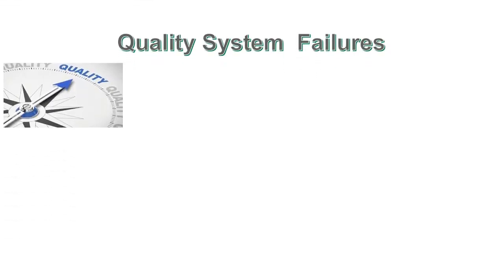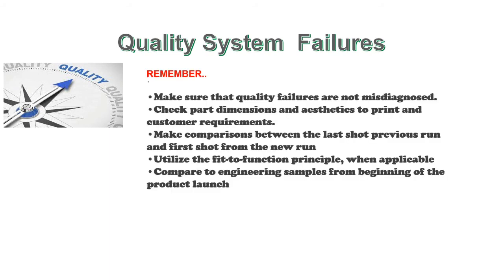Quality system failures can be another reason why companies fail at scientific molding. You want to remember to make sure that quality failures are not misdiagnosed. You're also going to want to check part dimensions and aesthetics to the print and customer requirements. You need to make comparisons between the last shot previously run and the first shot from the new run. Whenever possible, you want to utilize the fit to function principle, and it's good practice to compare to engineering samples from the beginning of the product launch.